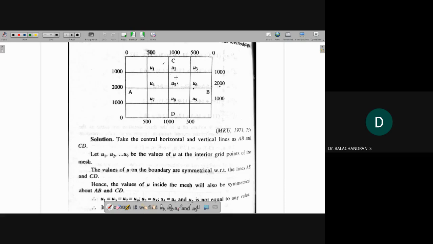Similarly, check whether the values are symmetrical about the line CD. If you fix the line CD, you can see the mirror image: 500, 500, 500, 500, and similarly 1000, 1000, 2000, 2000, 1000, 1000. So these table values are symmetrical about the horizontal line AB and also about the vertical line CD. From this we can easily say something about the values of U1 to U9.